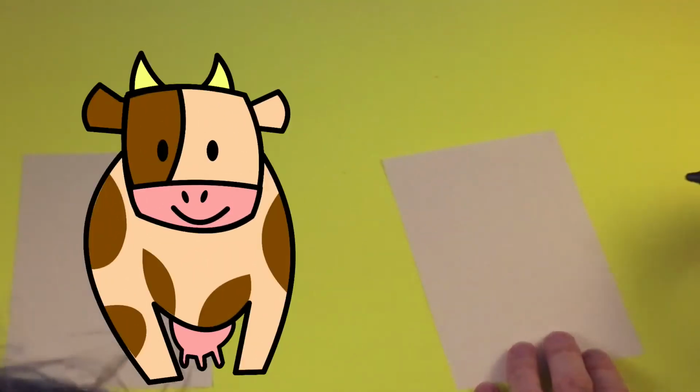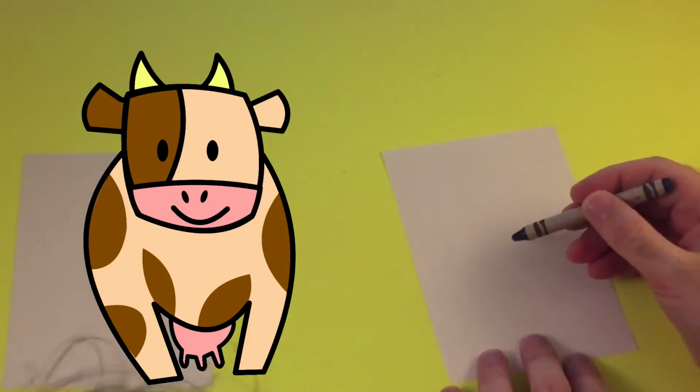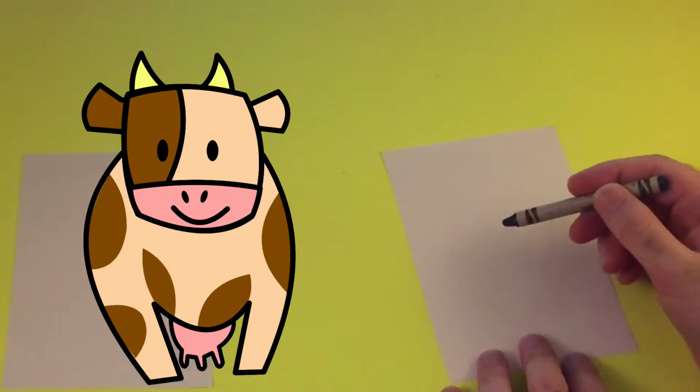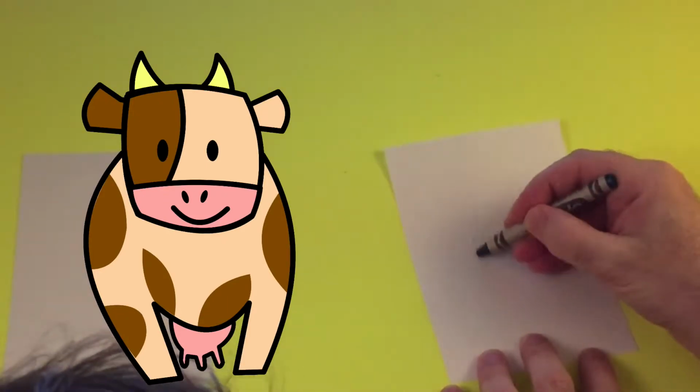So what are we going to draw today? A cow. A cow? Yes. Okay, so what shape do we need to draw for a cow? Square. A what? Square. Yes. Square has how many sides? Four sides. Yes.